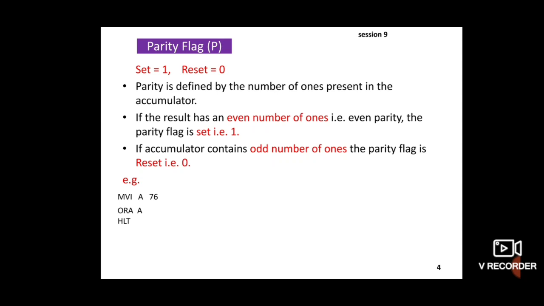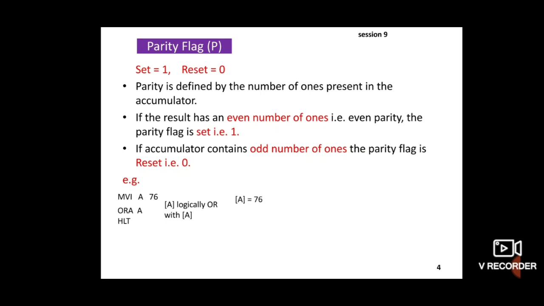See, take one more example. MVI A, 76H, ORA A and HLT. HLT means halt the operation or stop the operation, end of the program. Now MVI means move immediate, A means accumulator, 76H, the data 76 is stored in the accumulator. ORA A means logical OR. Now you know the logic gates AND, OR, NOT. See, one of these is the logical OR gate. ORA means the accumulator is logically ORed with the accumulator.